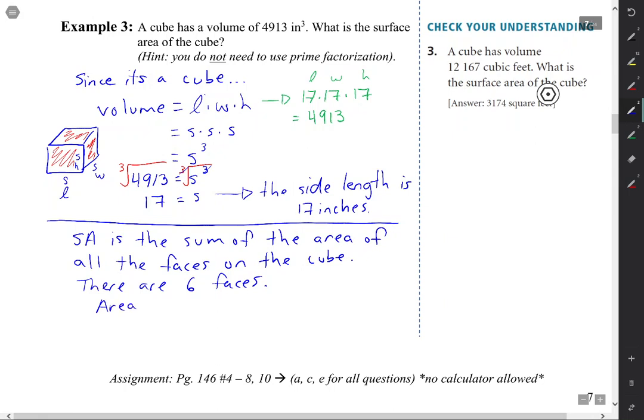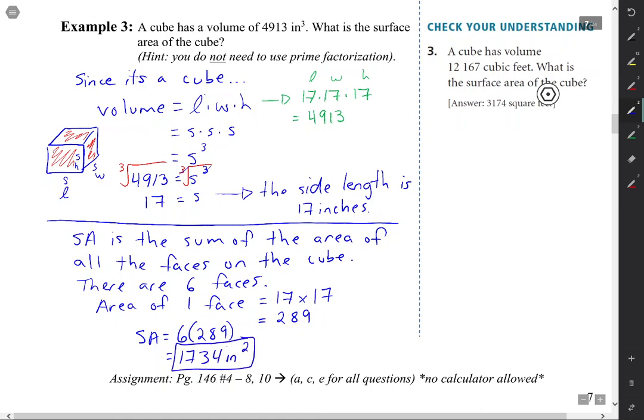So area of one face is equal to, well, the area of a square is just side length by the side length, or in this case, it would be 17 times 17, which is equal to 289. So then the surface area would just be 6 times 289, or in other words, 1,734 inches squared. Now remember, for volume, it's inches cubed, okay?